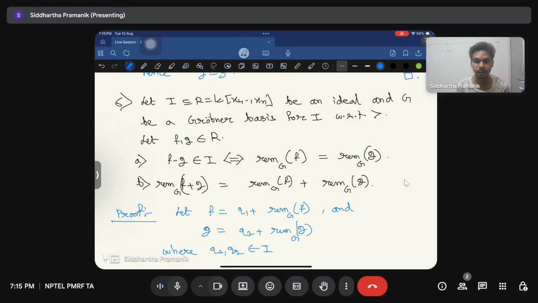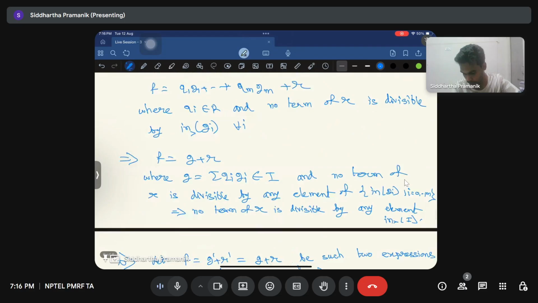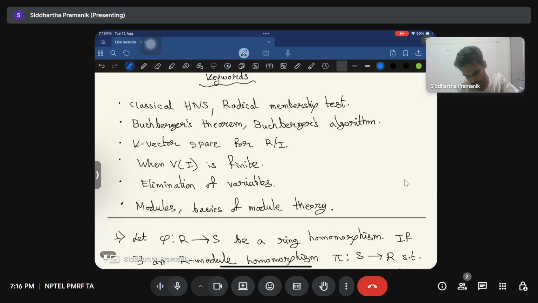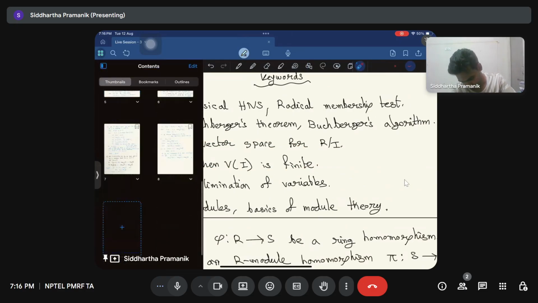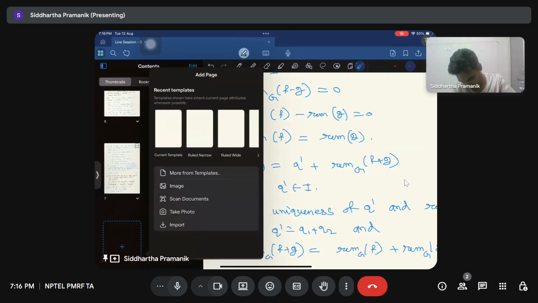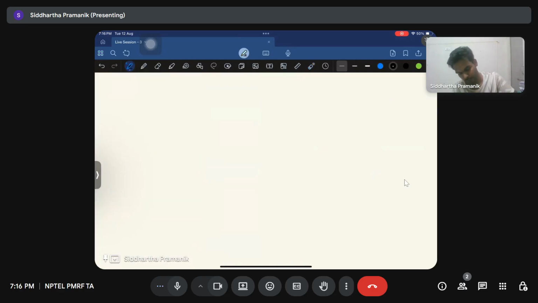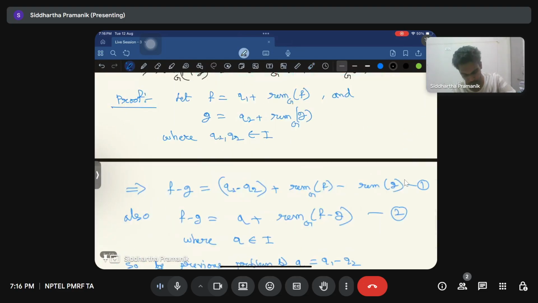Okay, now let's see some different problems about this finiteness. Okay, let's go back to the topics. Okay, now let's see some problem about these varieties. So this is problem number 7.